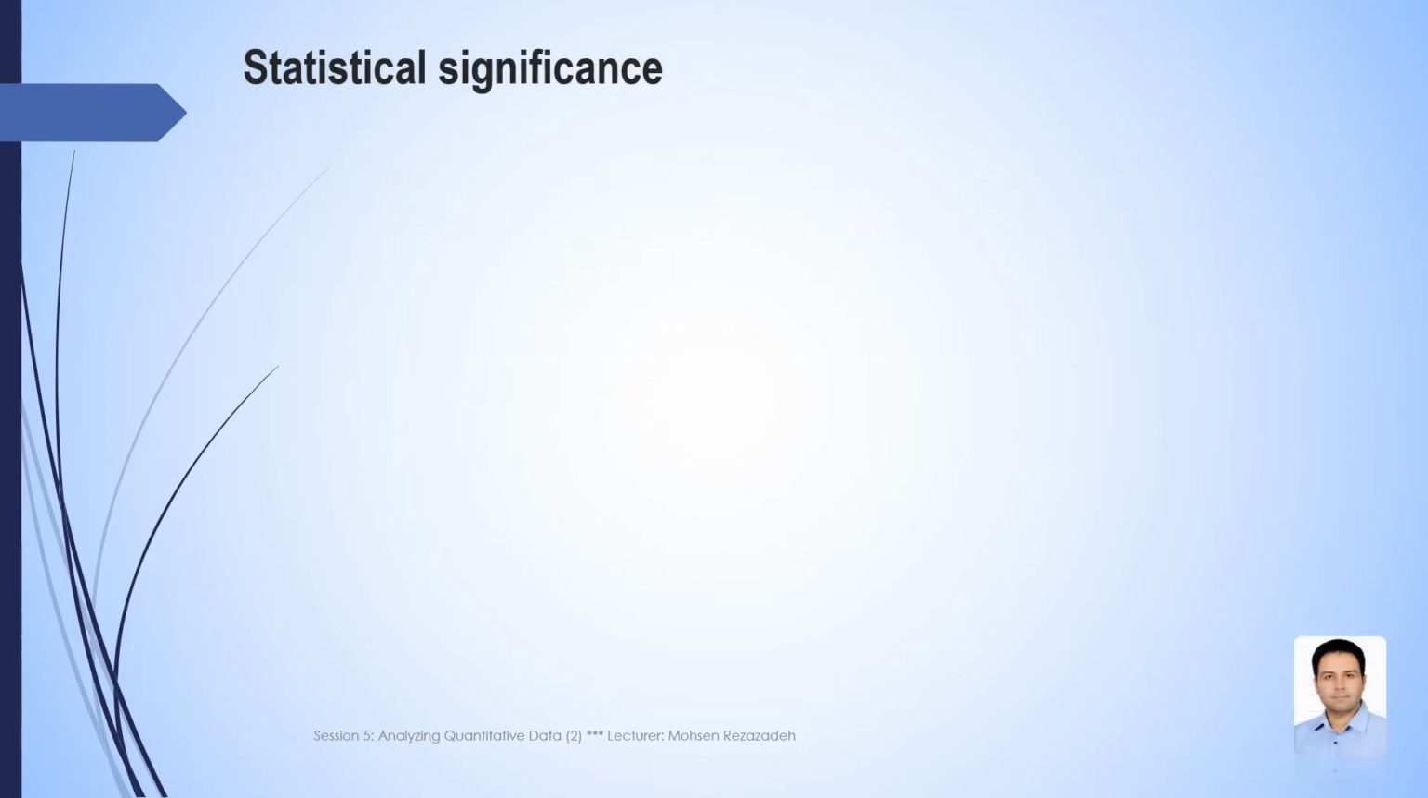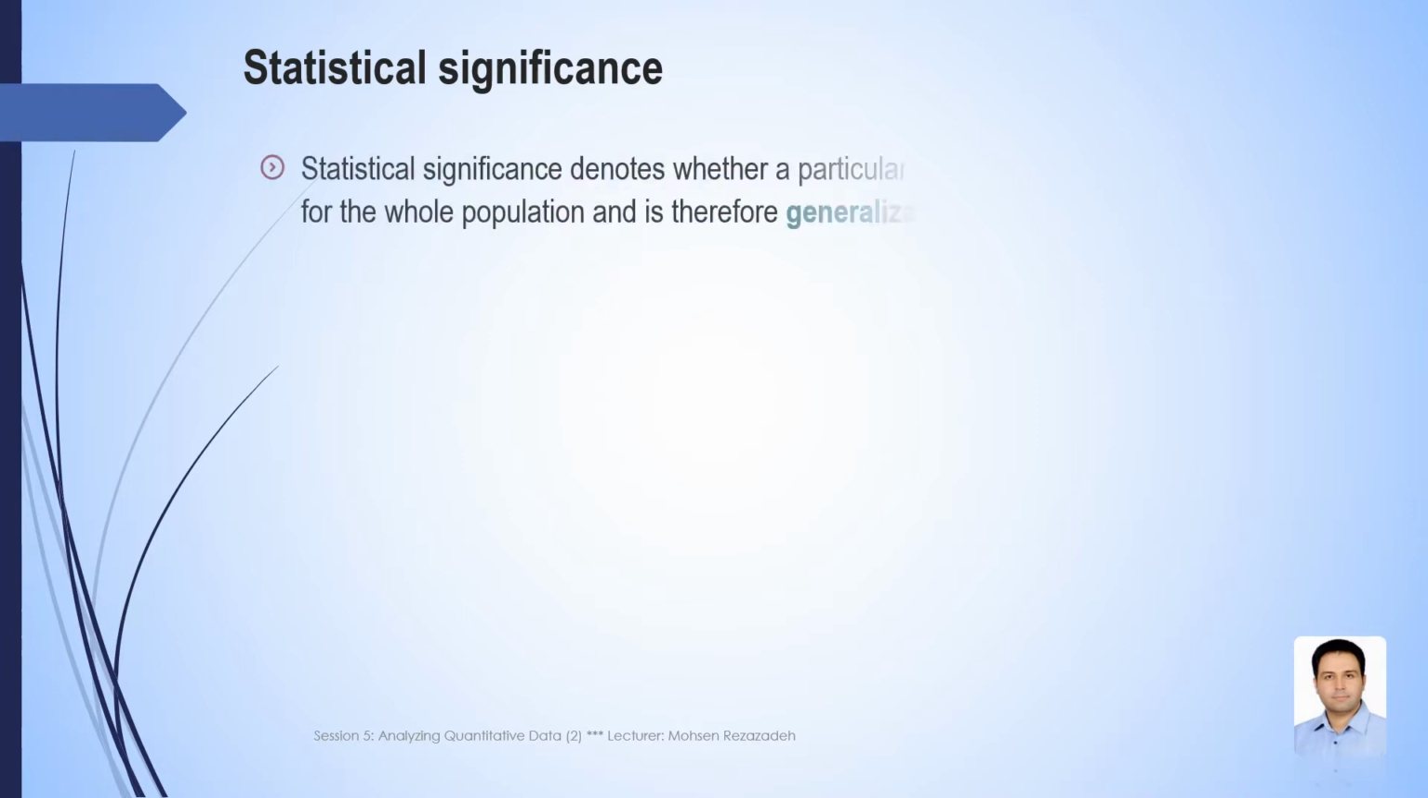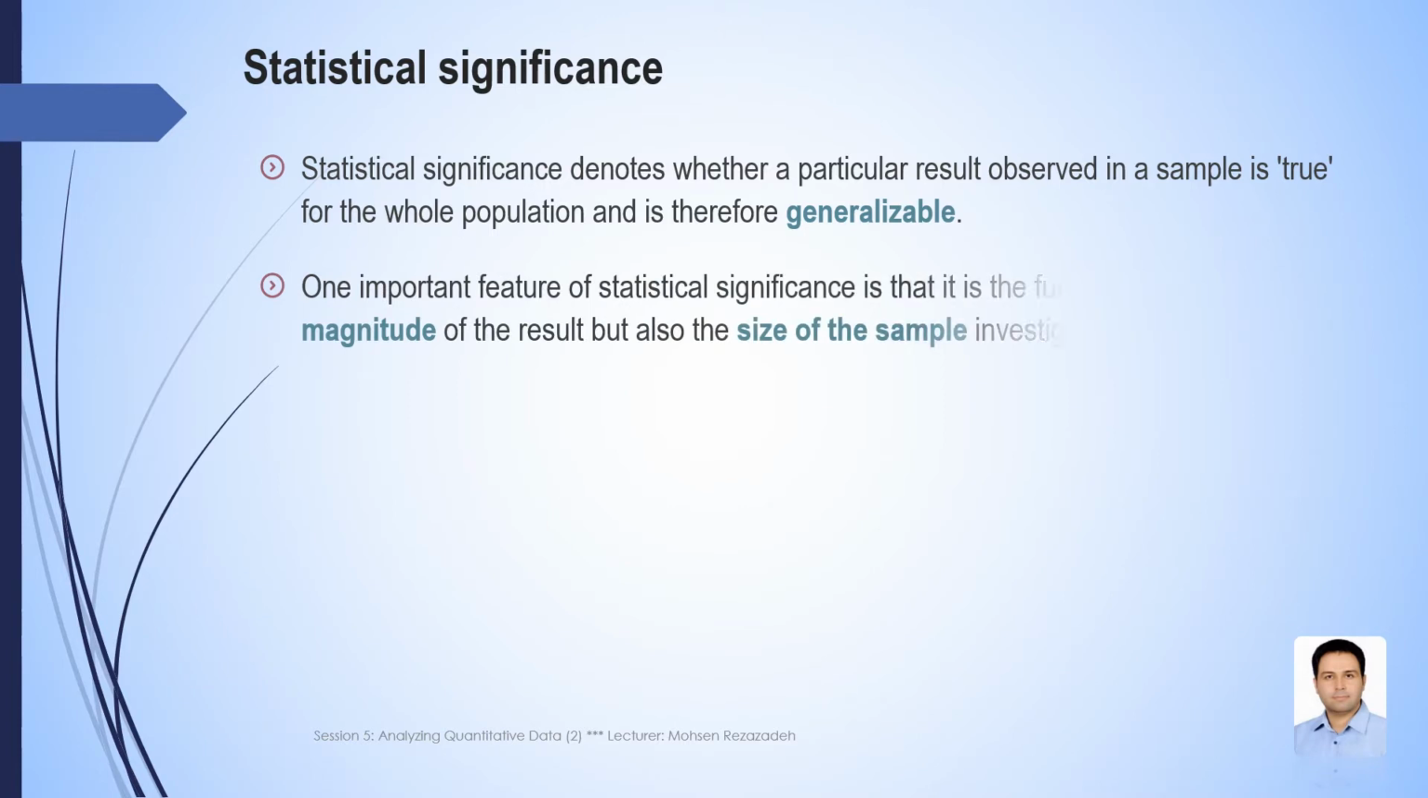The main concern of inferential statistics has traditionally been the testing of statistical significance. It denotes whether a particular result observed in a sample is true for the whole population and is therefore generalizable. One important feature of statistical significance is that it is the function of not only the magnitude of the result, but also the size of the sample investigated.